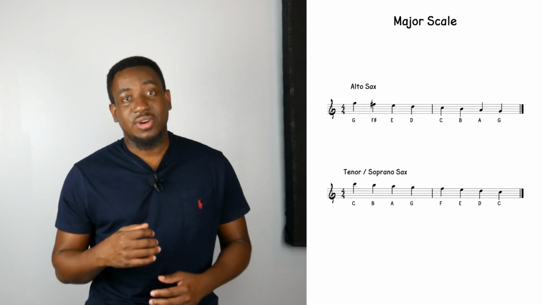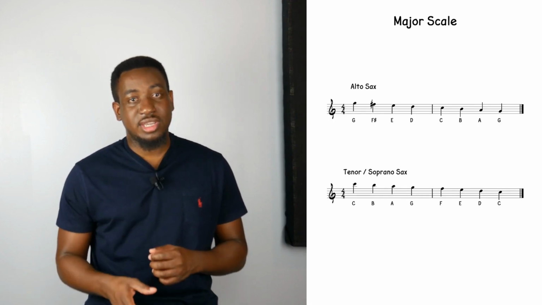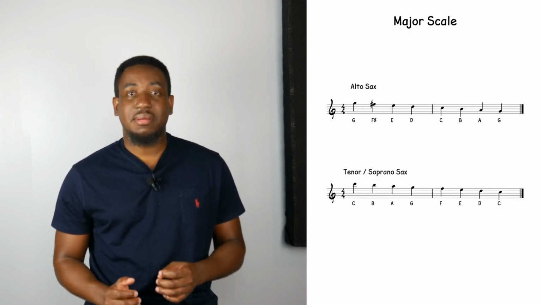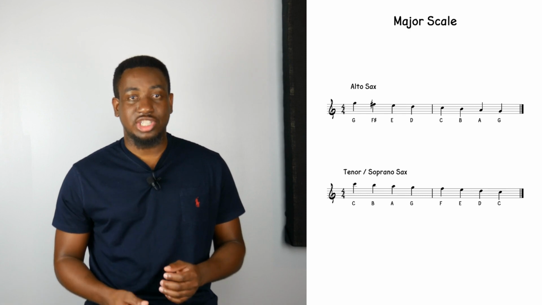So I'm going to show you guys how the pattern is created. Like I said earlier, the pattern is formed based off of the G major scale. First, we're going to name the notes of the G major scale going down. Those notes are G, F sharp, E, D, C, B, A, and G.